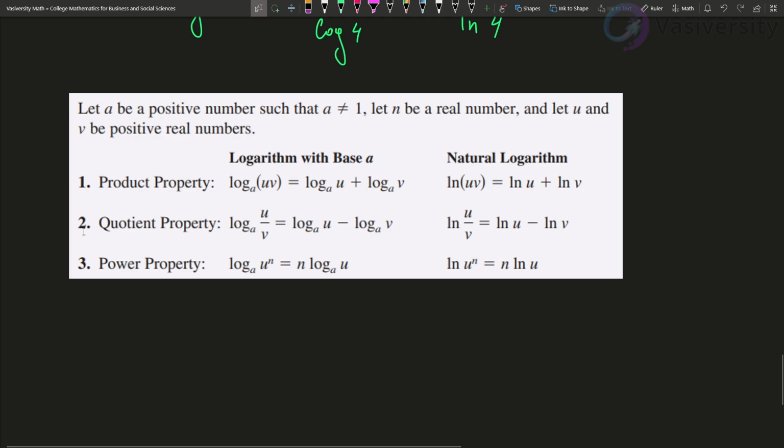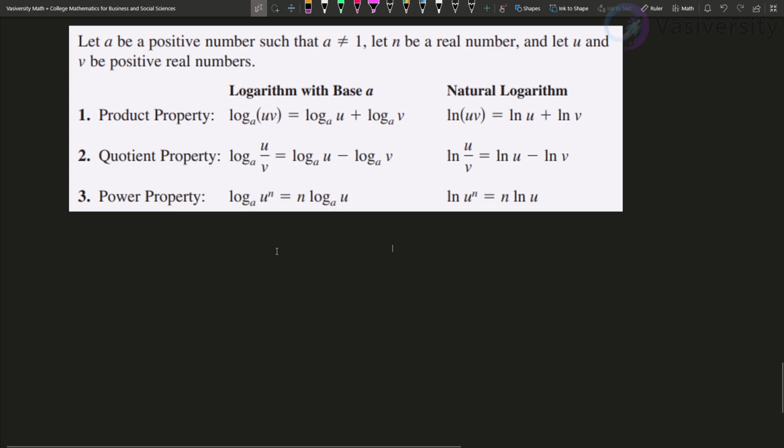Same thing for the quotient rule, right? Quotient property: logarithm base a of u over v is the same thing as logarithm of u minus logarithm of v. Okay, and same thing for the natural logarithm, right? And of course, the power property that we already covered at the beginning with x, but now it's with real numbers. So logarithm base a of u to the power of n is the same thing as n times logarithm base a of u. Okay, and let's take a look at an example.